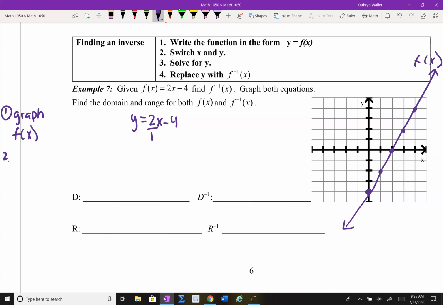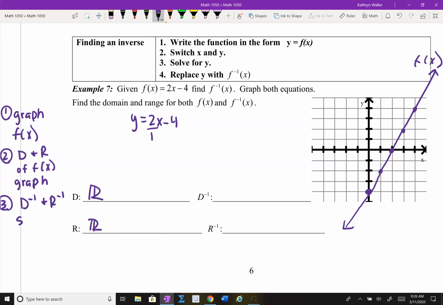The second thing I want you to do is to find the domain and the range of f of x by looking at the graph. Look at that graph. Guys, domain is x. Start to the left. Move to the right. Everybody in the room, tell me what the domain is. All real numbers. Range is y. Start low. Move up. Everybody in the room, tell me what the range is. All real numbers.